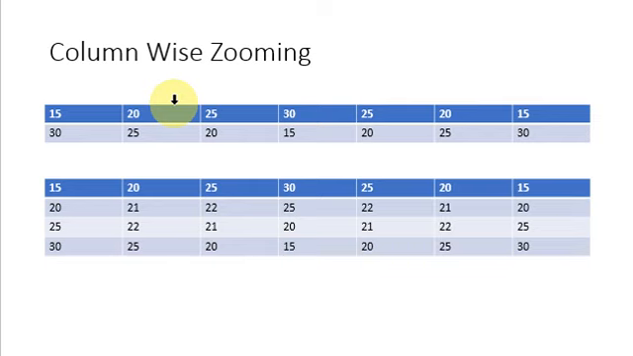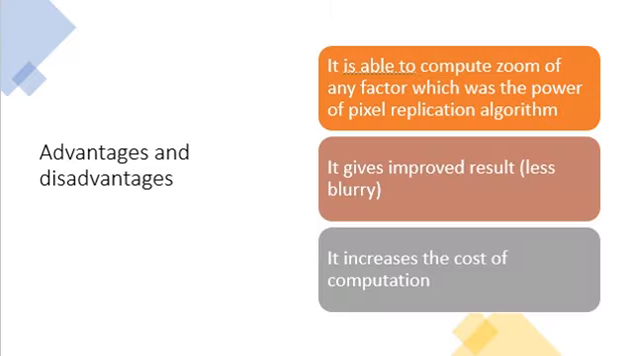One clear advantage that K-time zooming algorithm has is that it is able to compute zoom of any picture, which was the power of the pixel replication algorithm. Also it gives improved results, I mean less blurry, which was the power of the zero order hold method. So hence it combines the power of the two algorithms.